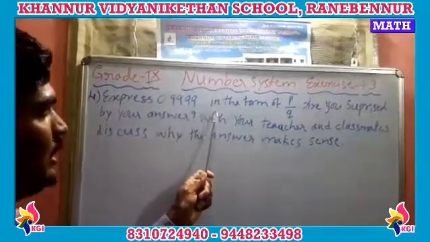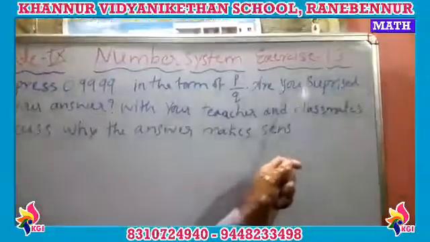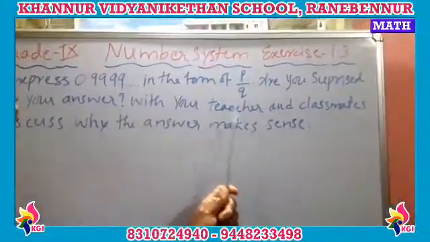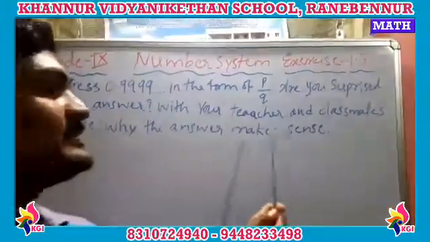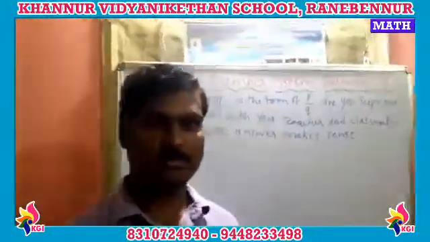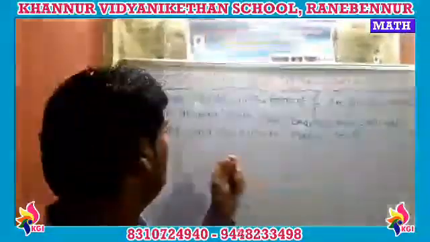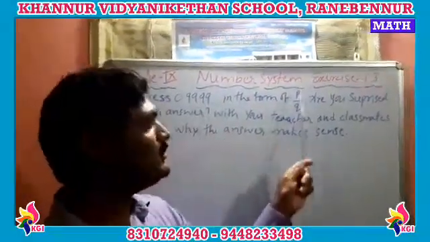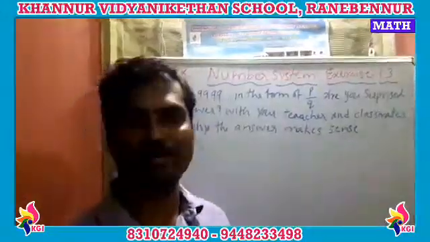The fourth problem is: express 0.9999 and so on in the form of p by q. Are you surprised by your answer? With your teacher and classmates, discuss why the answer makes sense. Have you understood the question? What we are supposed to do? We are supposed to write 0.9999 in the form of p by q. If you find this out, you are going to be surprised, no?